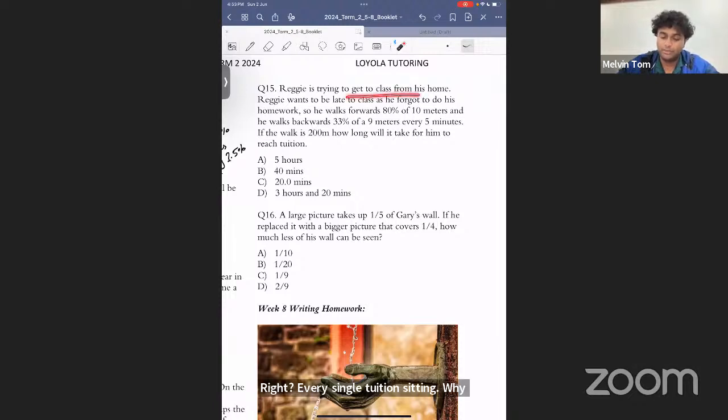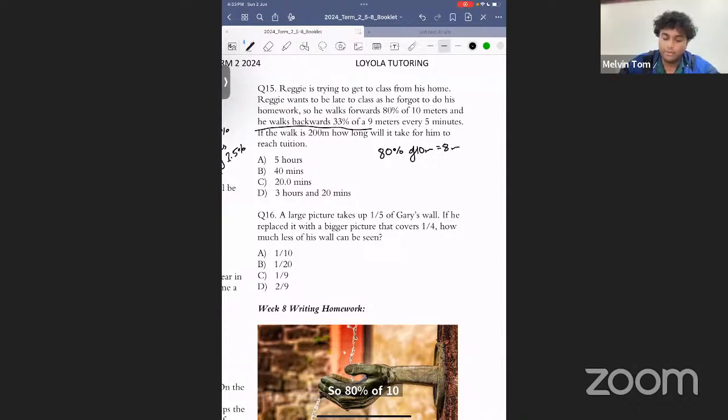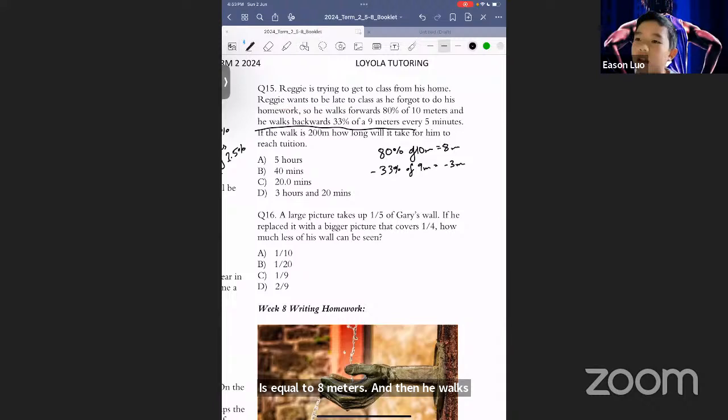Reggie's trying to get to school from his home. Reggie wants to be late to class as he forgot to do his homework. So he walks forwards 80% of 10 meters. So 80% of 10 meters is equal to 8 meters. And then he walks backwards 33% of 9 meters. So backwards 33% of 9 meters, and that is equal to negative 3.